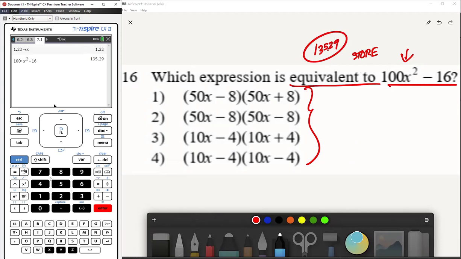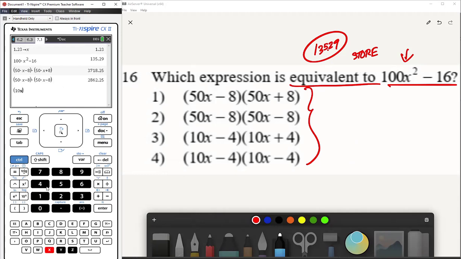So I'm just going to go and start typing in each expression. 50x minus 8 times 50x plus 8. Press enter. Doesn't match. And then I'm just going to copy this, and I'm going to make the second one a minus, and then I do that. That doesn't match.